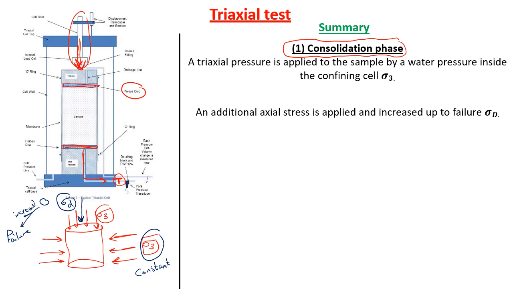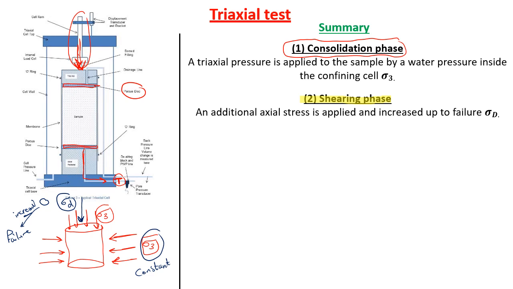You now have two types of stresses: confining pressure, a triaxial pressure in all directions, which is called sigma 3, and it's constant during the test. It may be 50 kilopascal, 100 kilopascal, or whatever. And you have applied a new additional stress, which is sigma d. It's an axial additional stress. This second step is called the shearing phase. When you apply additional axial loads, or an axial stress which is increased from 0 to a value of sigma d, this phase is called the shearing phase.